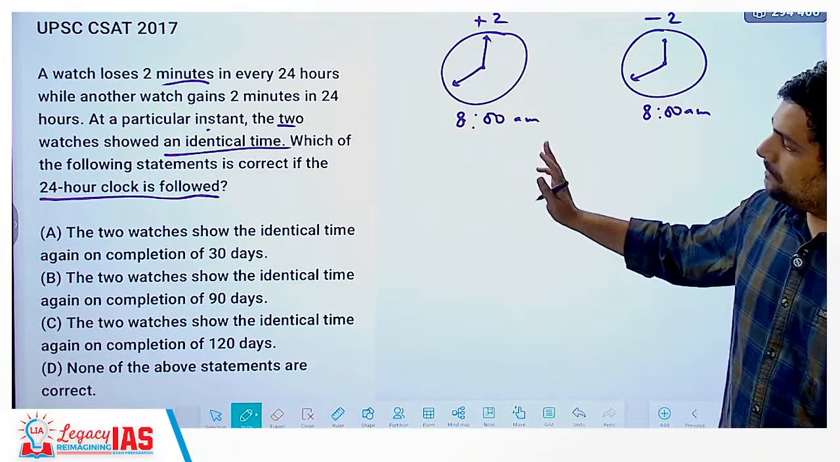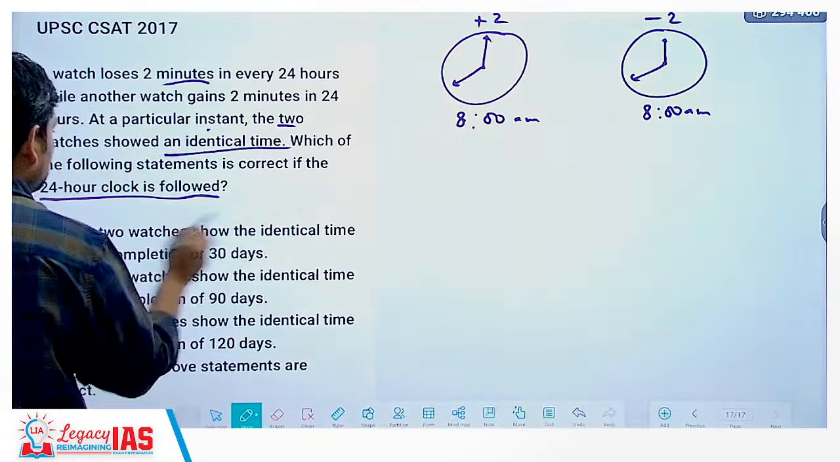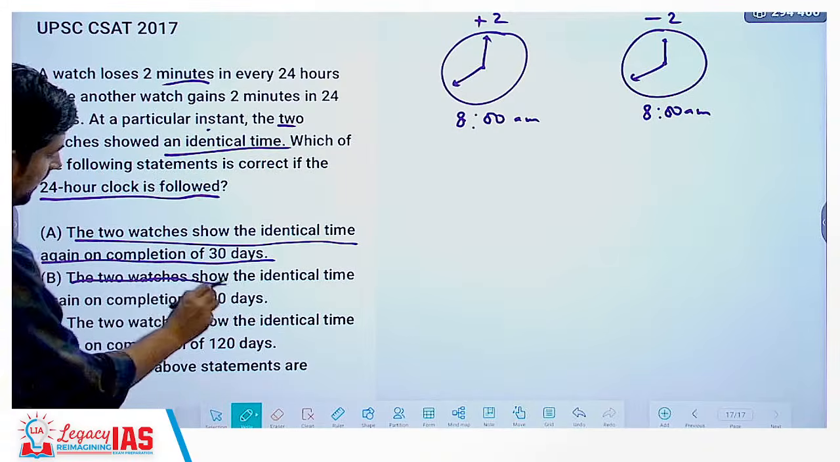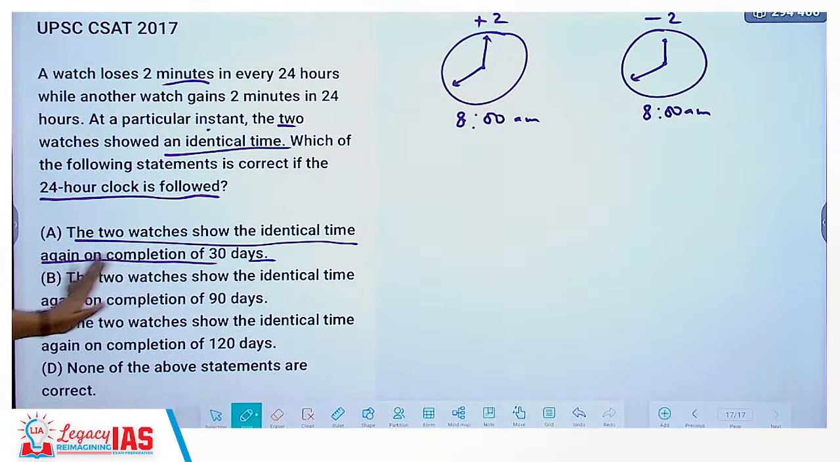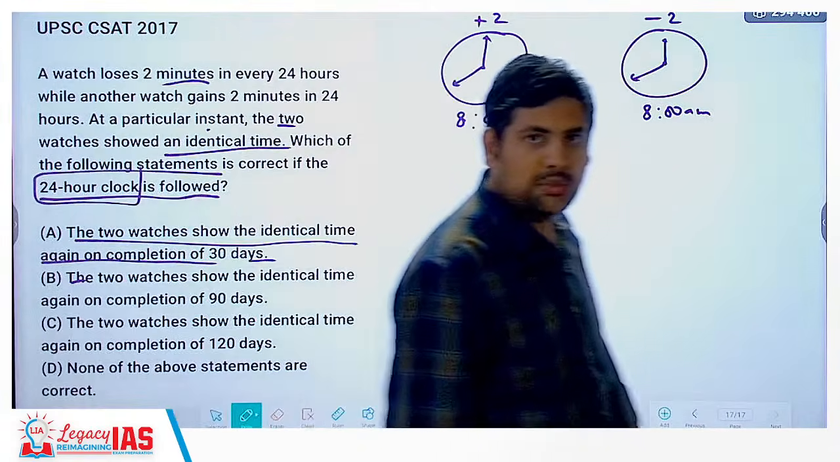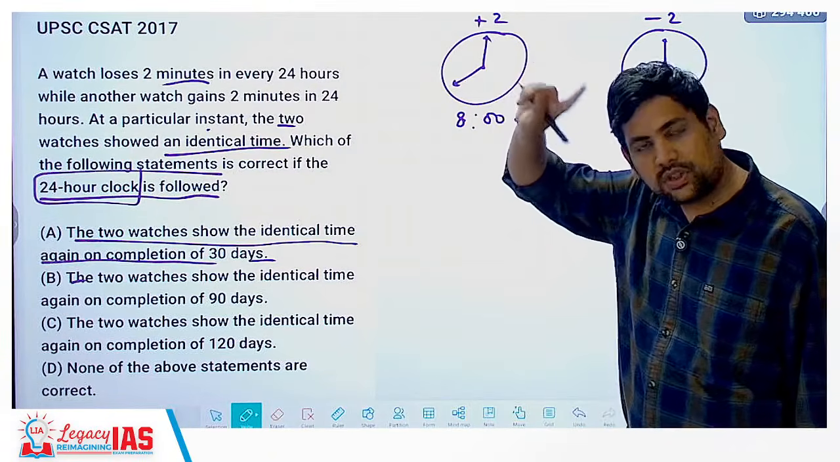Okay. Now if you read the options, it is about the two watches showing identical time on completion of how many days. These are the options: they show identical time in completion of these many days, and it goes on like this. Now, it is also written that this is a 24-hour clock. Correct? That means it will go on for 24 hours.